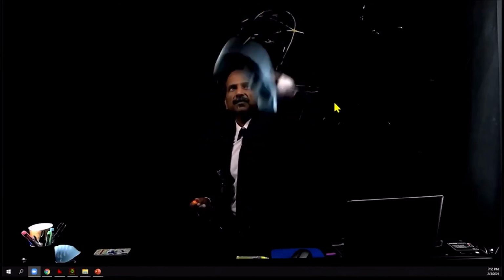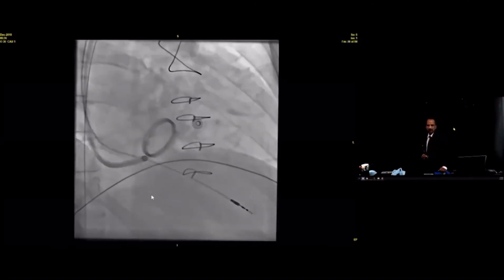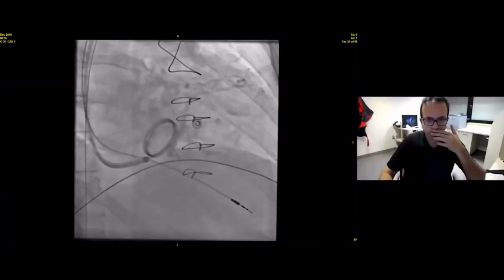You have that figure, Abhishek? Yeah. Okay. So talk us through what we're seeing here.